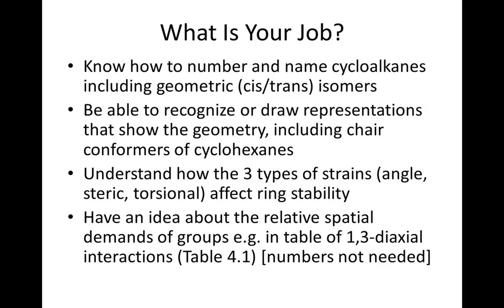So what is your job? In this chapter, you needed to know about nomenclature, specifically for cycloalkanes, and we also included the cis and trans geometric isomers of rings. And we do need to know how to draw or how to recognize the geometry in these rings, including the chair conformers of cyclohexanes. And we should, again, know about the three different kinds of strains: angle strain, torsional strain, and steric strain, and what that has to do with ring stability.